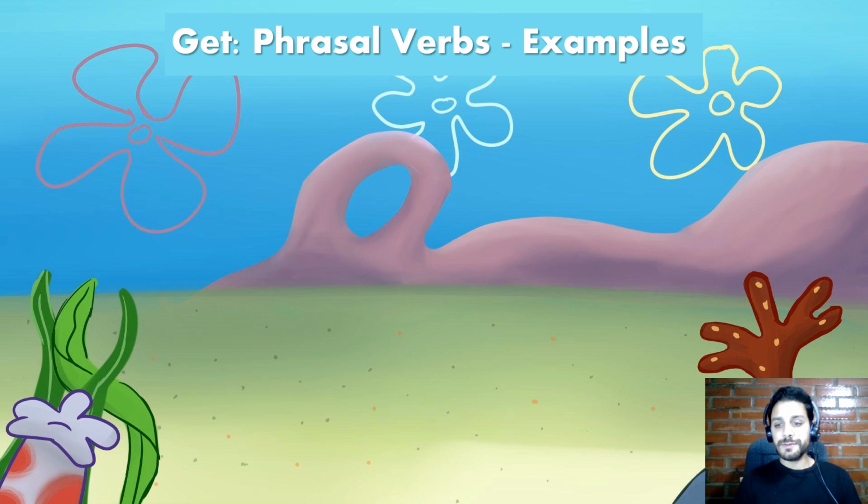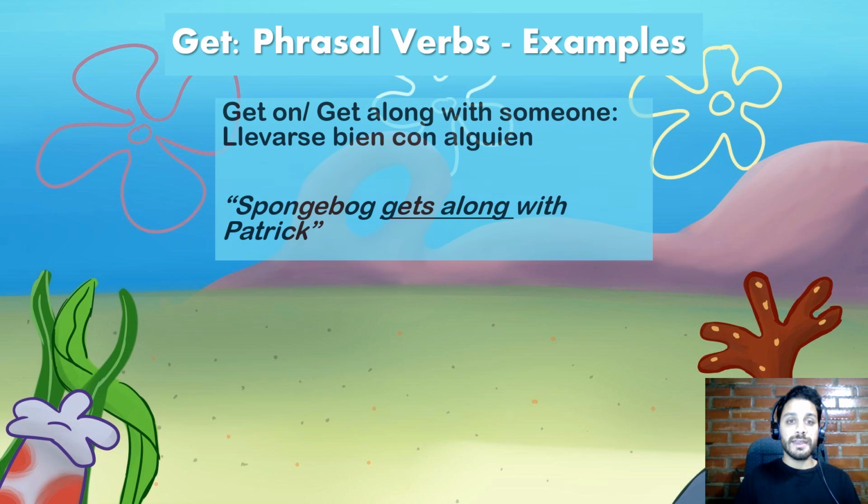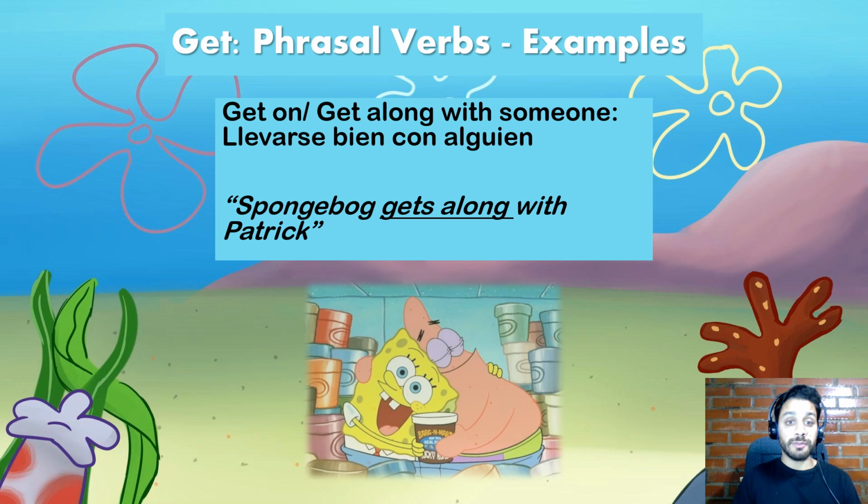Okay, so the first verb that we have as a phrasal here is get on with someone or get along with someone. That in Spanish means llevarse bien con alguien. So you can use this for two people that have a good relationship. For example, here, Patrick and SpongeBob are good friends. So I can say SpongeBob gets along with Patrick. The same that you can use to mention people that you enjoy being with and that you can share with them, have a good conversation, that you feel happy when you're around them. So SpongeBob gets along with Patrick.